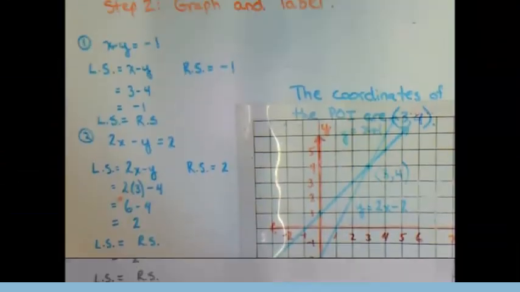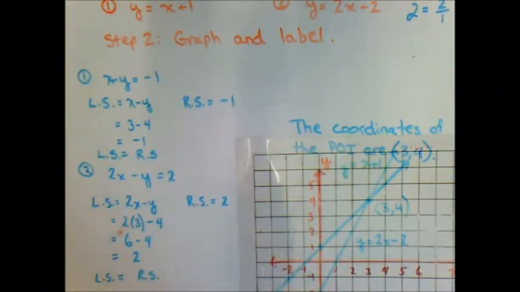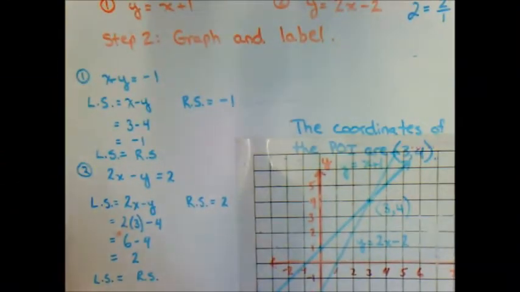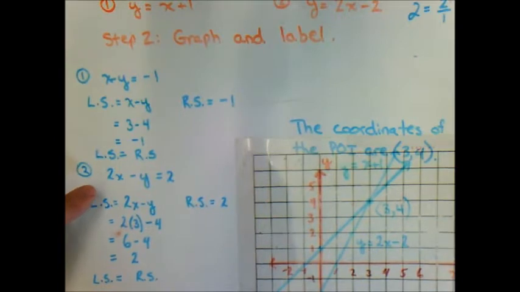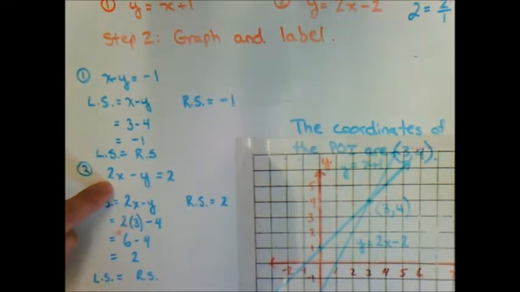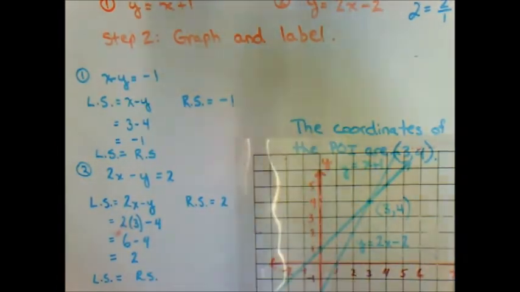Done. I'm not going to show it here, but you could also have graphed these two lines by using their intercepts. So you could leave the equations in their given form, x minus y equals -1 and 2x minus y equals 2. Find out what the y-intercept and x-intercept is for line 1, graph it. Find out what the x-intercept and y-intercept are for the second line, graph it. Find their point of intersection, and then double check the same way we've double checked here.